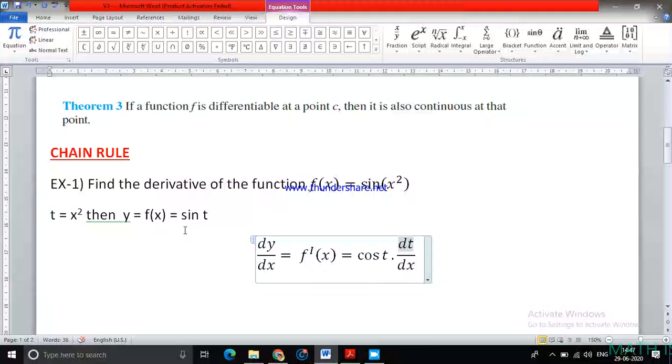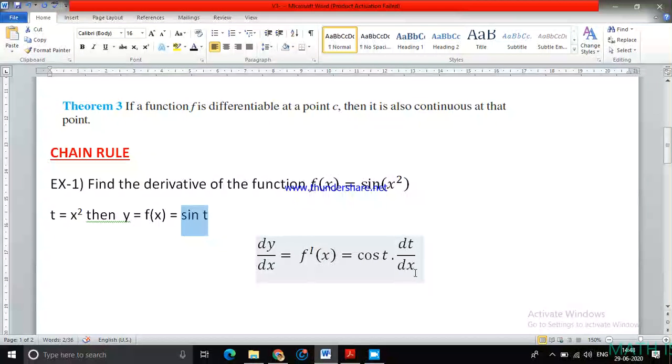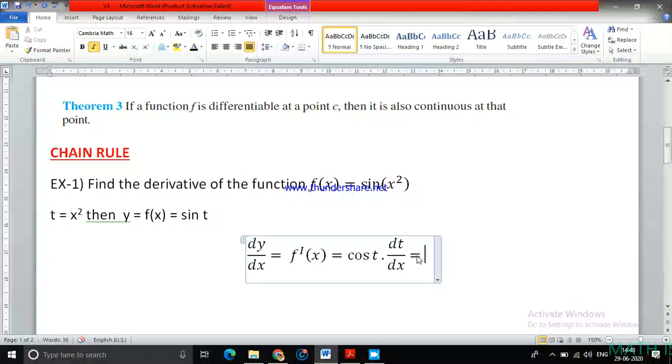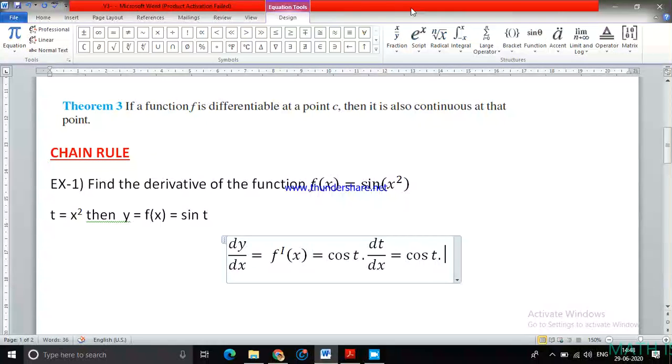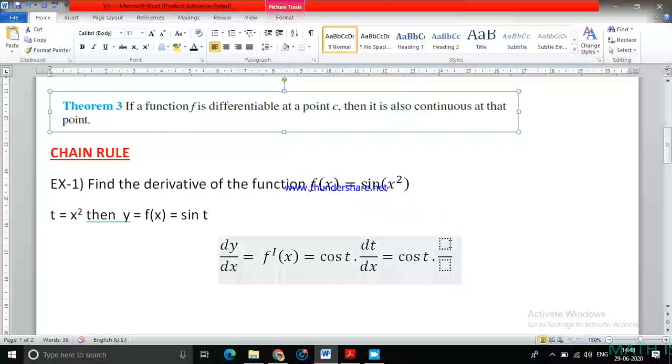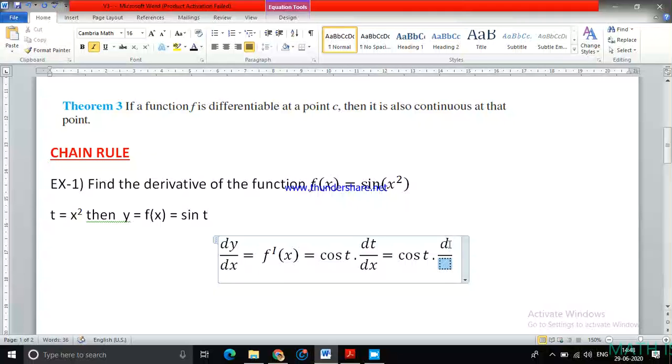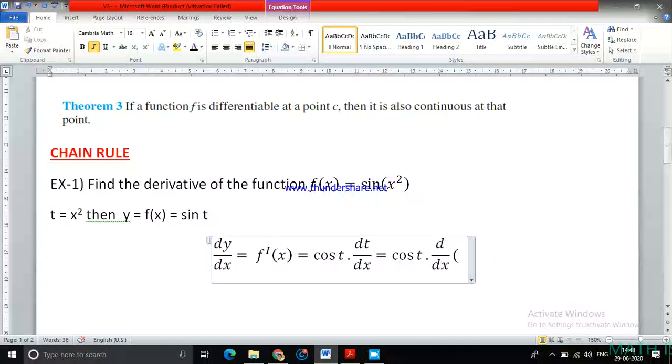Because the function is sine t, this is a function in terms of t, but I am differentiating with respect to x, so dt by dx also will be there, which equals cos t will remain as it is, multiplied by d by dx of, so what is t we consider?